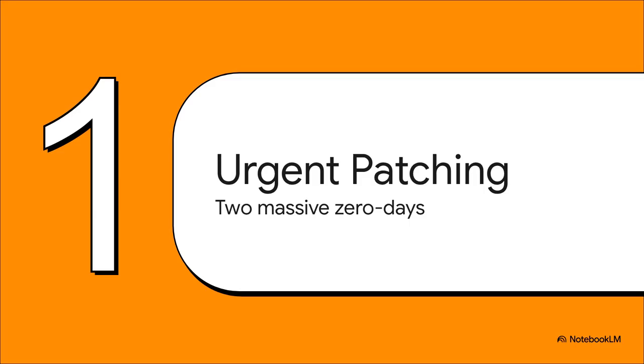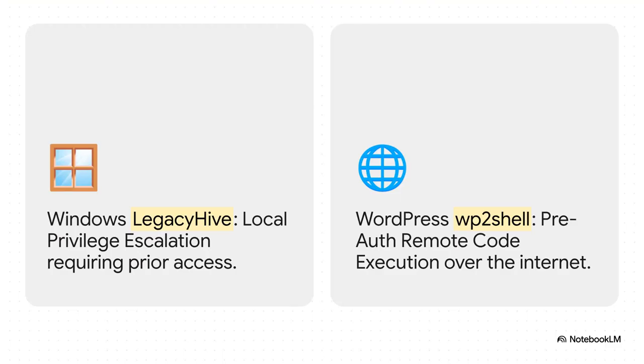All right, kicking things off with Section 1, a week of urgent patching, where 2 massive 0 days drop at once. So security teams are dealing with 2 massive headaches right now. On one hand, we've got Windows Legacy Hive. This is a pretty nasty bug in the user profile service that basically allows a standard user to load another user's registry hive and potentially get full system compromise.